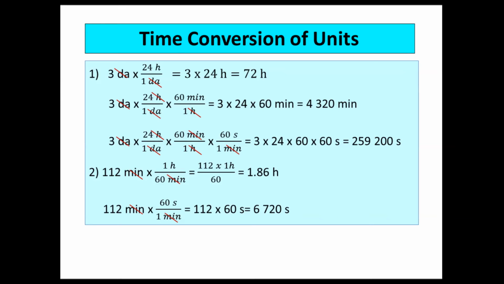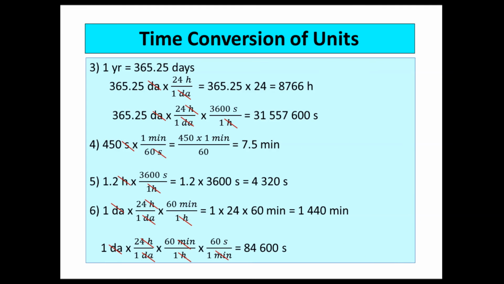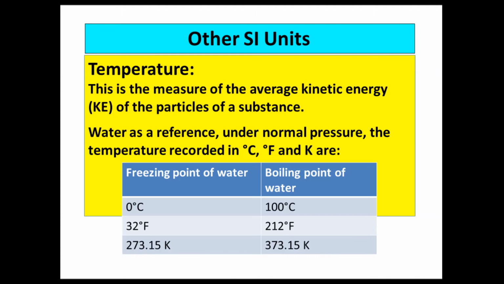Here are the conversions illustrated for 1, 2, 3, 4, 5, and 6. So the temperature is recorded in degrees Celsius, Fahrenheit, and Kelvin. As shown in the table, we have the freezing points and the boiling point of water in Celsius, Fahrenheit, and Kelvin scales.